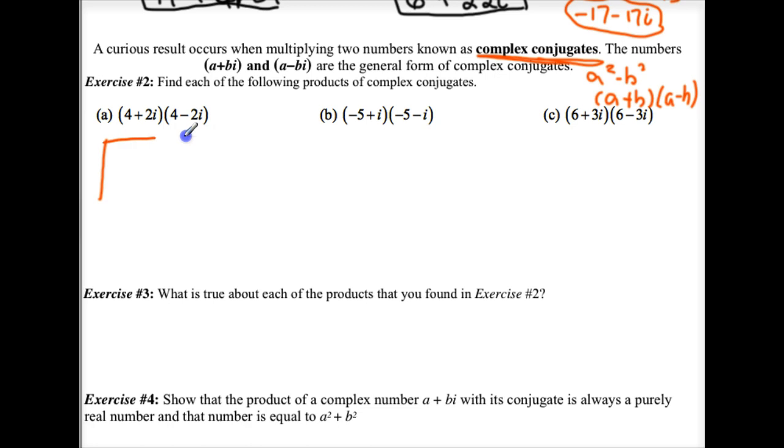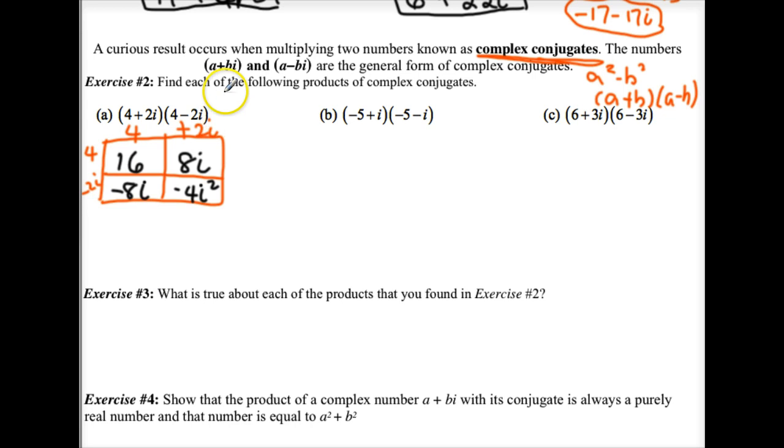So just like what we have been doing in our previous exercise, go ahead and multiply this. I'll do the first one with you, and then you're going to go ahead and do the other two by yourself. This becomes 4, negative 2i. So let's fill these boxes in. 16, 8i, negative 8i, and then this is minus 4i squared.